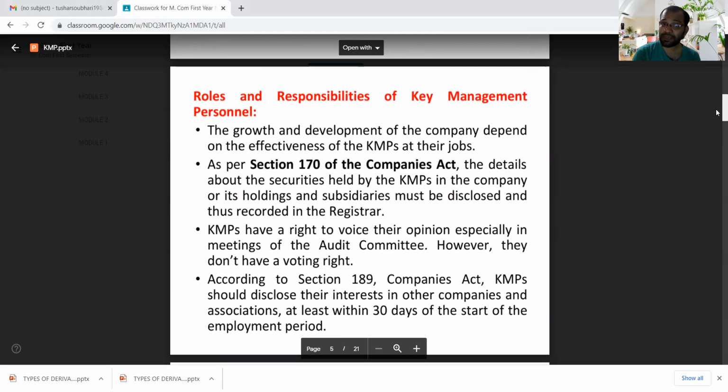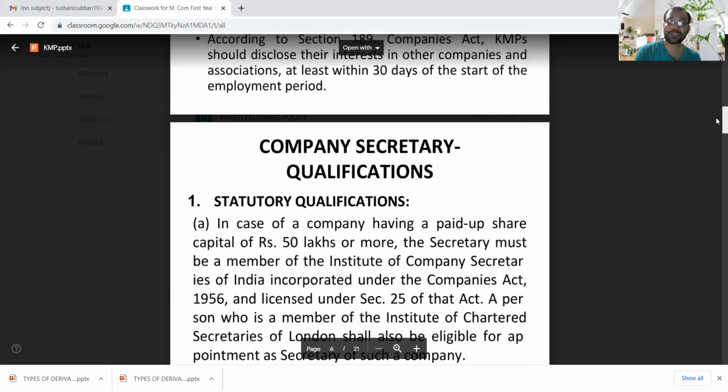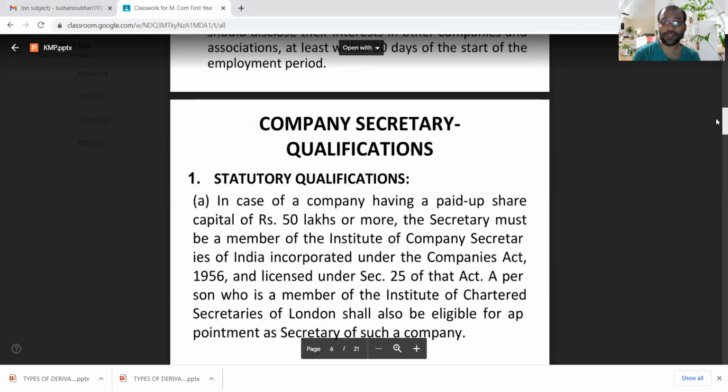Then KMPs should have the right to voice their opinion, especially in the meetings of the audit committee. However, they don't have any voting right. According to section 189 of the Companies Act 2013, KMPs should disclose their interest in other companies and associations within 30 days of the start of the employment period. Let us see the company secretary's qualifications, duties, and powers in detail.